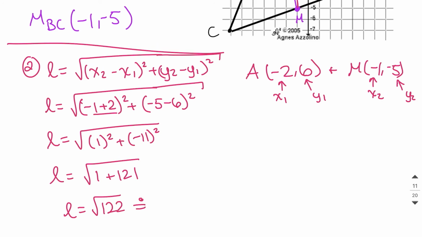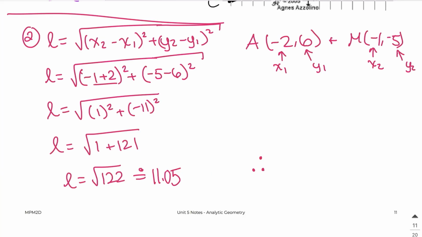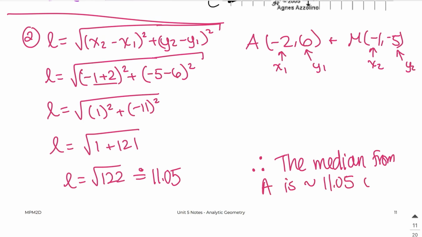And I'm going to actually figure out approximately how big this is going to be. So I'm going to type in the square root of 122, and I'm going to get approximately 11.05. So we can say, therefore, the median from A is approximately 11.05 units.